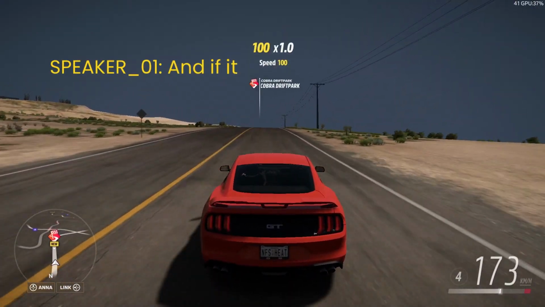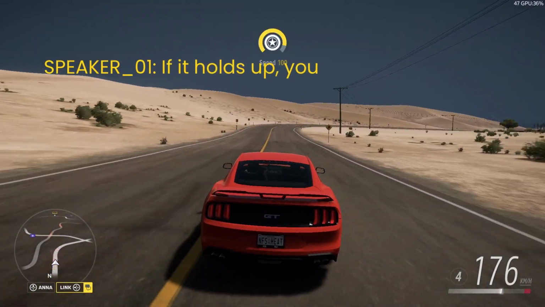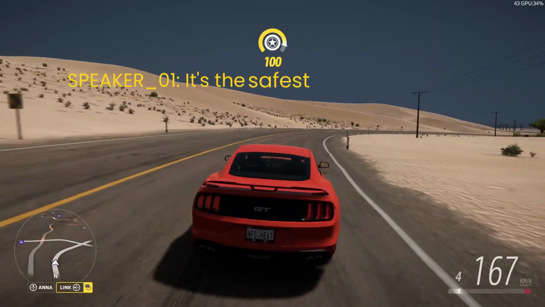And if it crashes, you only annoyed 1% of your users. If it holds up, you gradually increase the weight. It's the safest way to ship code.